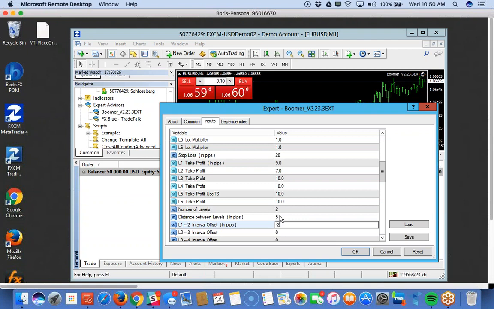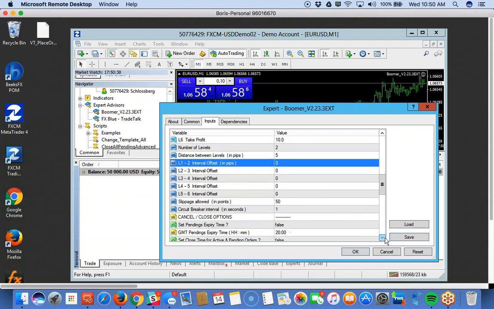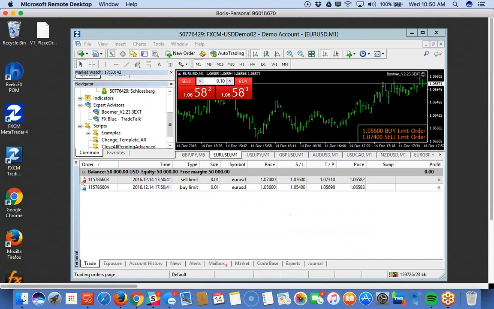Basically, this is the fixed amount of pips it's going to sell in between, and then you can configure every single level in any which way you want. So very, very complex and very useful. And I think that's it. And then we just simply say okay. Now it lays out those 2 orders, and it simply works its magic, right?